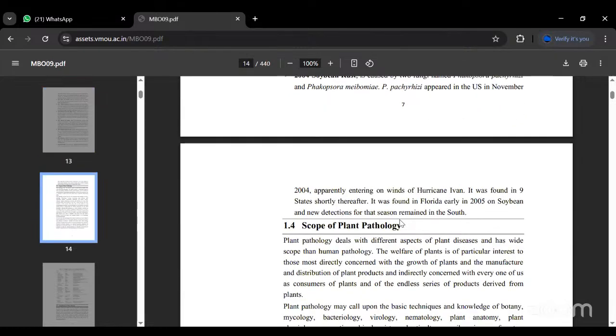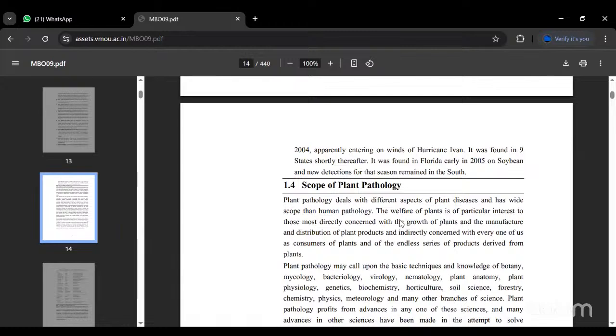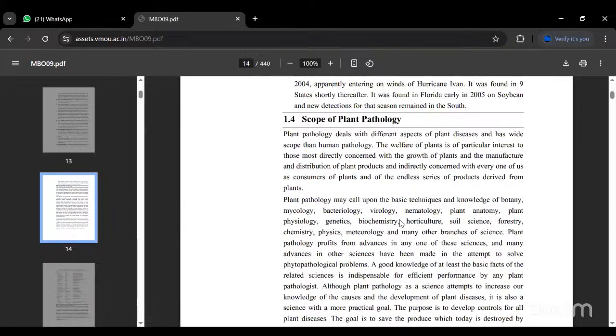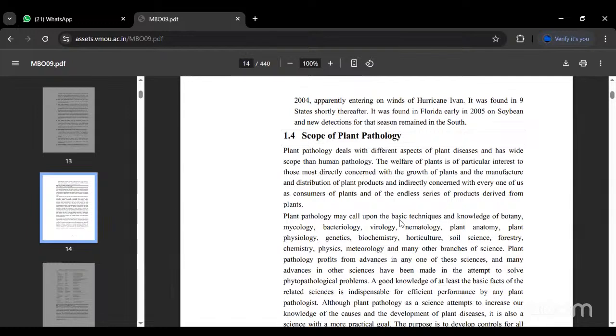Coming to the next one, in 2004 it was introduced, apparently on winds of Hurricane Ivan. It was found in 9 states shortly thereafter. It was found in Florida early in 2005 on soybean. What is the scope of plant pathology?